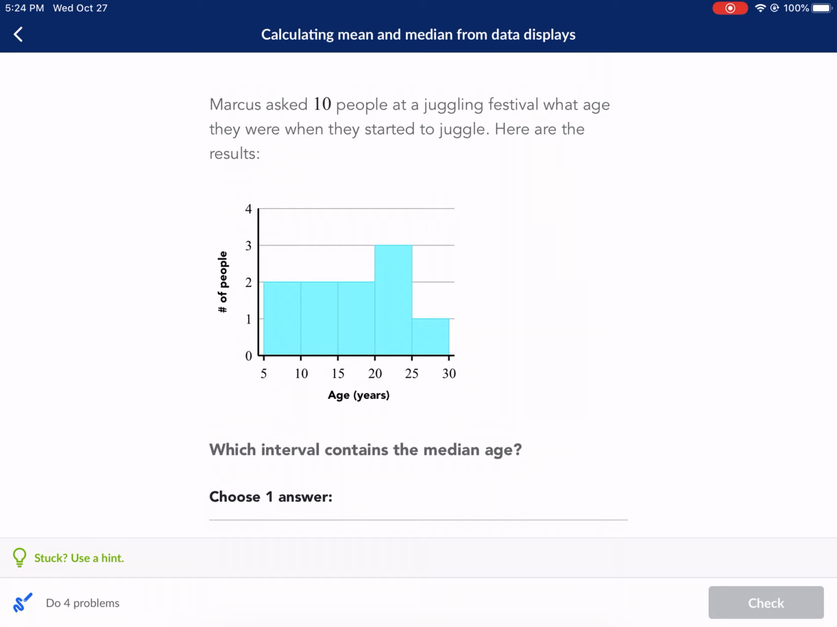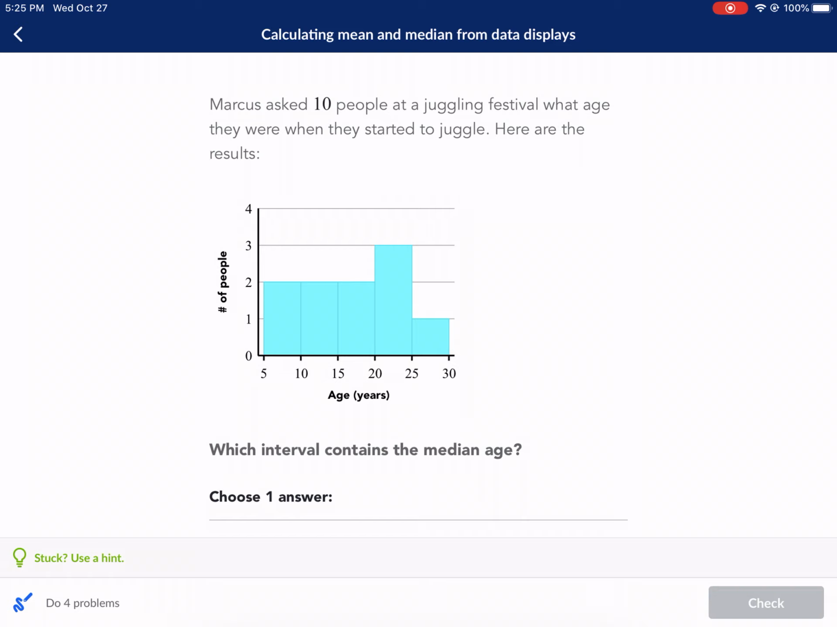Today we're doing a Khan Academy tutorial on calculating mean and median from data displays. Now, in order to understand this, I would recommend referencing some of my other videos on histograms, including read histograms or create histograms. But I still will give a little bit of general background knowledge on everything that we're talking about. Let's go ahead and get started.